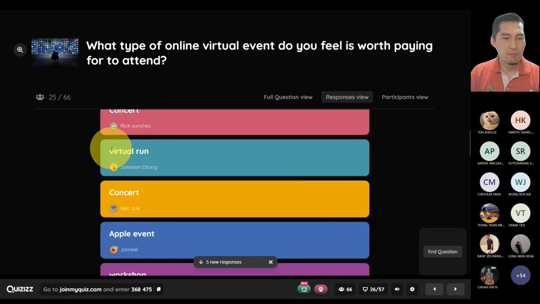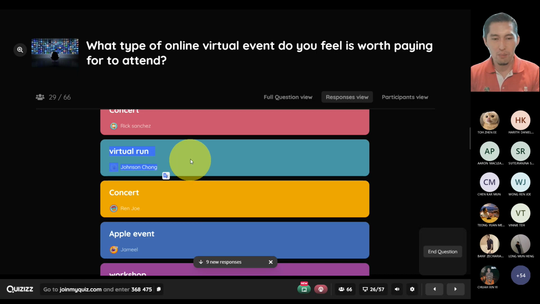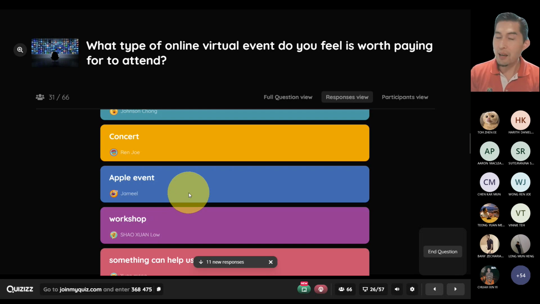Virtual Run Johnson is saying, I think that has worked out quite well for the organizers who are doing it now. In Malaysia, this is very popular. You do a virtual run, you just clock in the distance that you have run, and send it back to the organizers. Organizers give you a medal, a t-shirt, some freebies, some merchandise, and that is evidently happening now, which probably everyone thought wouldn't be very popular before.